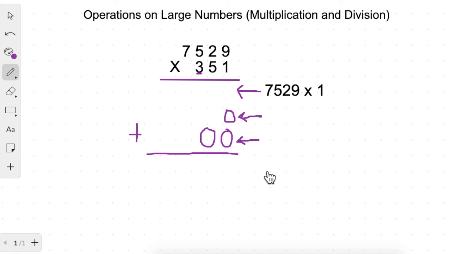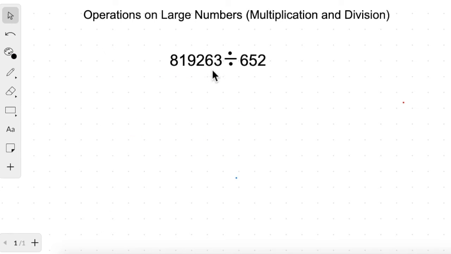Let us see division now. Now we have these two numbers that we have to divide. To divide 8,19,263 by 652 means: how many 652 can be there in this number? Or if we divide this number into 652 parts, how many will be there in one part? So there are these two meanings that we can form from this. Let us see now how we can solve this problem.